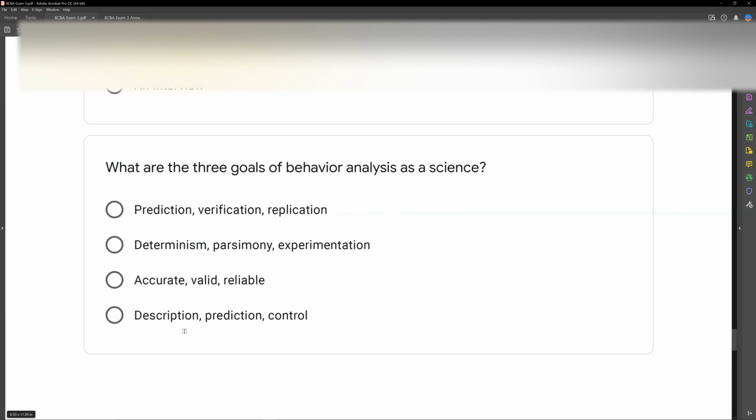Description, we are going to observe and describe the behavior. Prediction, we're going to form hypotheses. Control, we're going to try to obtain control over the behavior through our manipulation of the independent variables. So our 3 goals of behavior analysis science are description, prediction, and control.